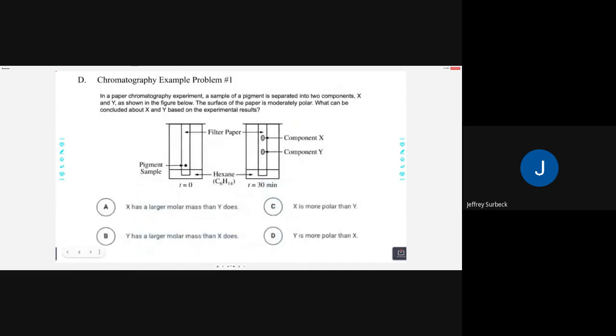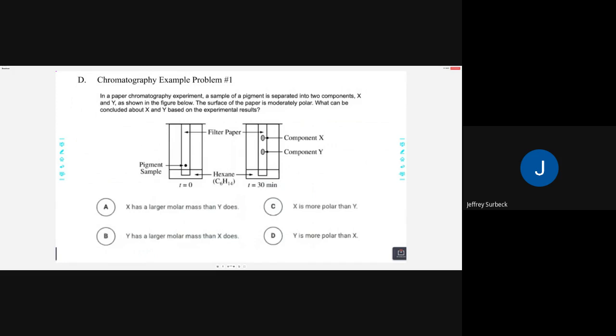All right, well, let's try an example. This is a multiple choice question here. We'll go over the answer just like I did yesterday. I printed out all the answers, so you have the book definition of what an AP chemistry problem would look like in this particular topic. It says in paper chromatography, a sample of pigment is separated into two components, X and Y. The surface of the paper is moderately polar. What can be concluded about X and Y based on the experimental results?